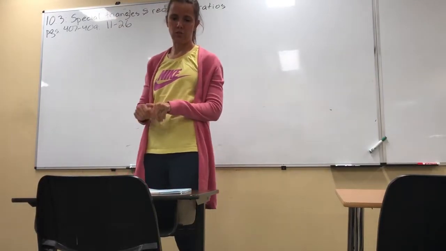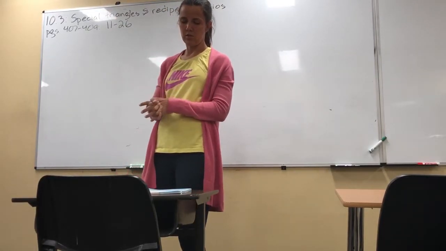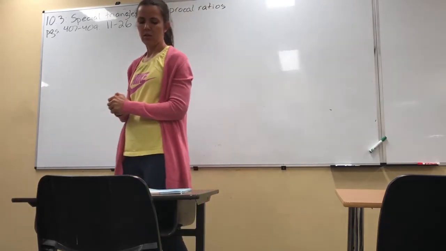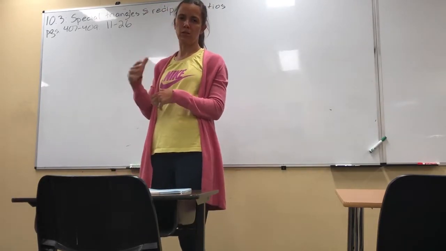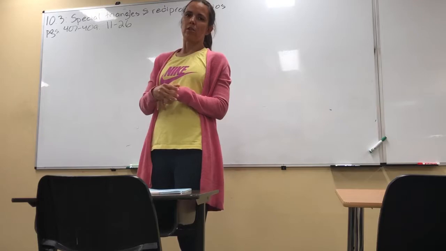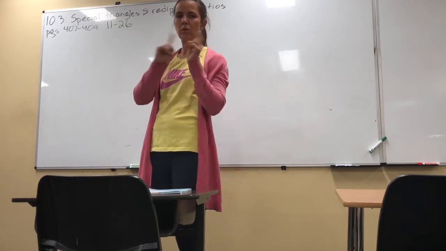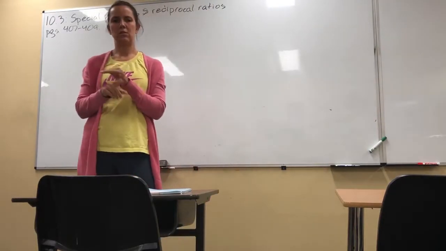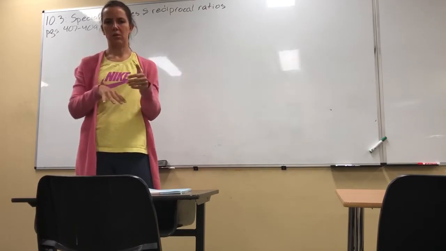We are on section 3 of chapter 10, still just looking at triangles. We're going to be looking at special triangles and reciprocal ratios. So these are triangles where, if you have certain angles or a certain ratio of the sides, you always know what the other side is going to be or what the other angle is going to be.